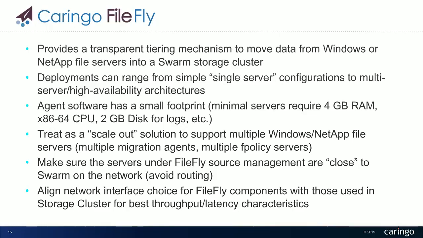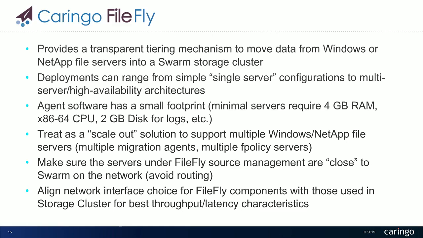And let's talk about Caringo FileFly. And what is Caringo FileFly? Caringo FileFly is a data tiering mechanism, and it's going to allow you to tier data from Windows or NetApp filers into Swarm. And this allows you to offload data from those filers into Swarm for things like long-term archive purposes, and it frees up the local disk on the filers as a result. And these types of deployments can range from simple single server configurations, in the case of Windows, to multi-server or high availability architectures.